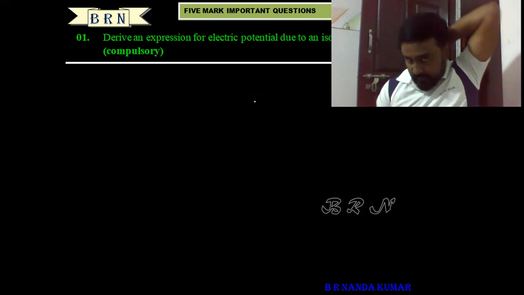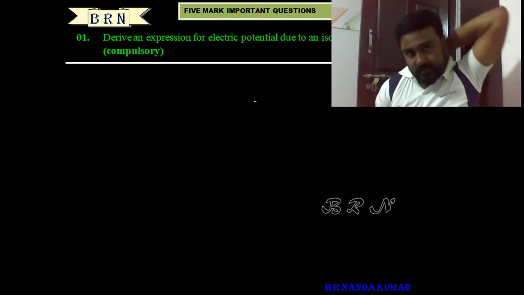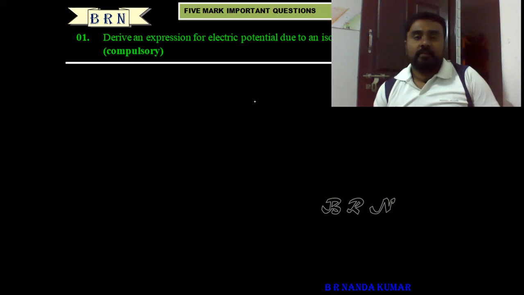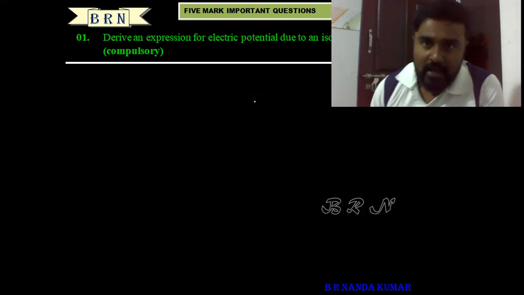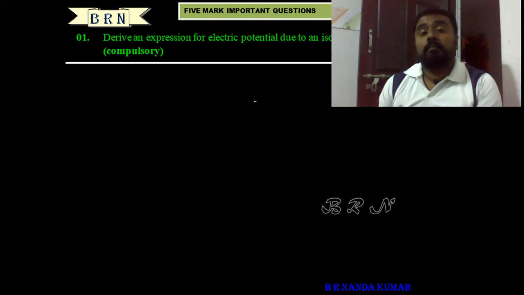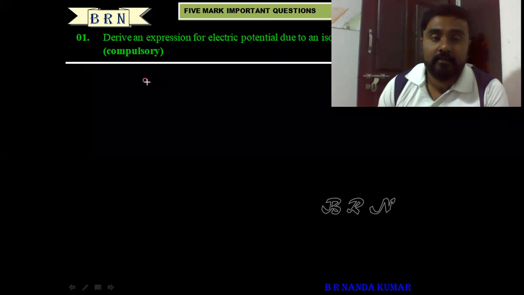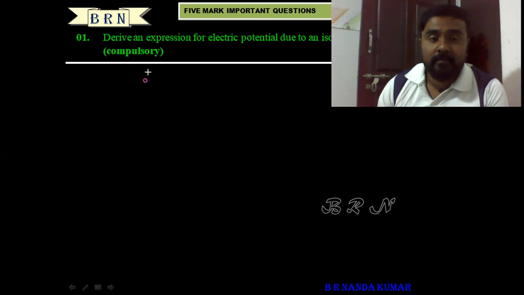So now let us discuss the 5 mark derivations. The first one is: derive an expression for electric potential due to an isolated point charge. So this is a very important 5 mark derivation. In each chapter, a maximum of one 5 mark derivation is asked.